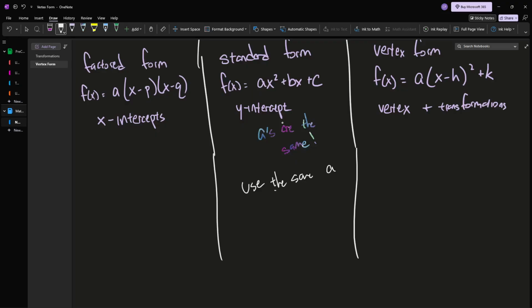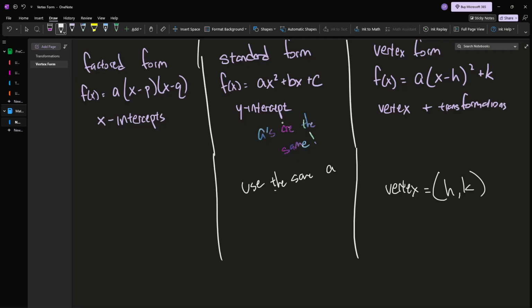So let's go through how we find the vertex for each one. Starting with vertex form, the vertex is equal to (h, k). Nice and simple, that's the vertex. For factored form, we'll pause on standard form for a second.